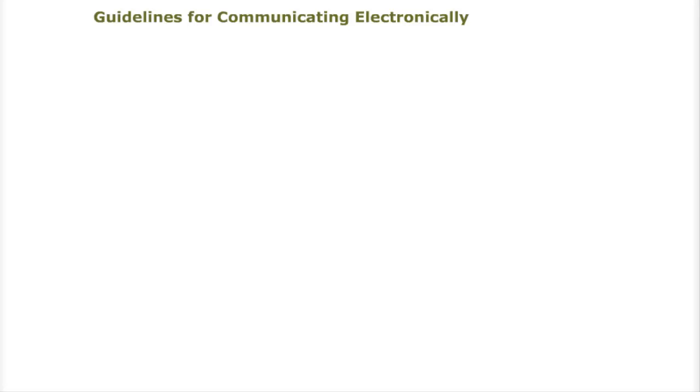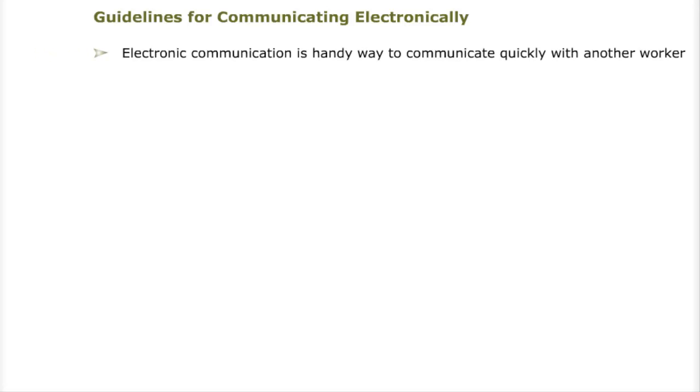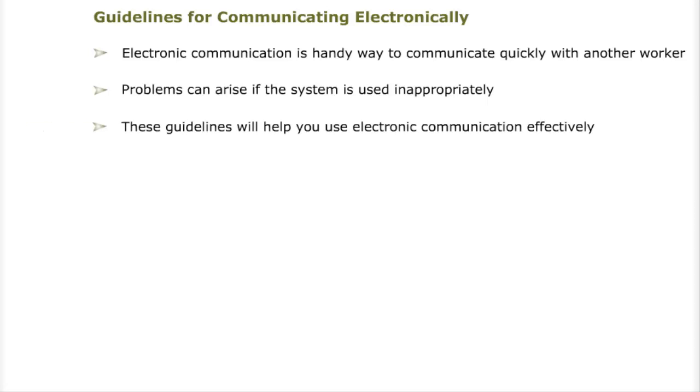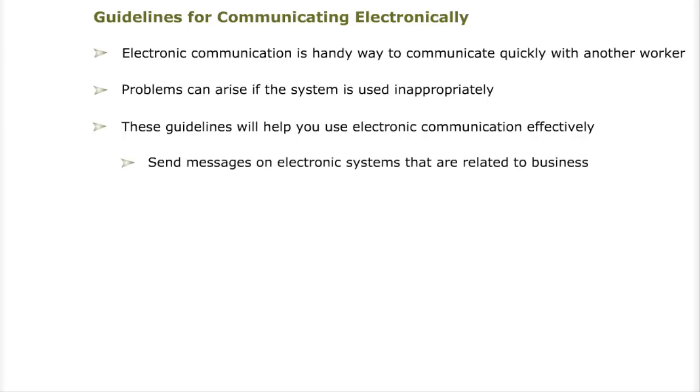Guidelines for communicating electronically. Electronic communication, including voicemail, is a handy way to communicate quickly and conveniently with another worker or with a database. Problems can arise if the system is used inappropriately or if messages are too long or poorly organized. The following guidelines will help you use electronic communication effectively. Send messages on electronic systems that are related to business. Keep the message highly professional, giving the caller a clear indication of when you will return the call.